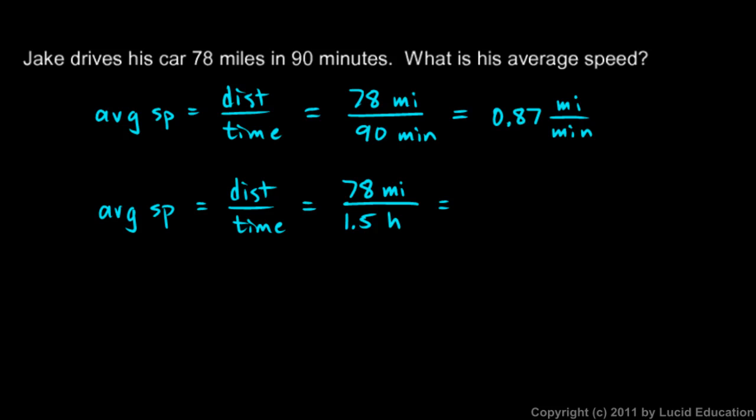So instead of writing 90 minutes down here for the time, I'm going to write 1.5 hours. And now I'll do the math. I'll do 78 divided by 1.5, and that comes out to 52. And you can see I have miles in the numerator and hours in the denominator, so it's 52 miles per hour. Well, which of these answers is correct? They both are. 52 miles per hour is the same thing as 0.87 miles per minute. Doing it this way, though, simply gives us a unit that's a little bit more common.